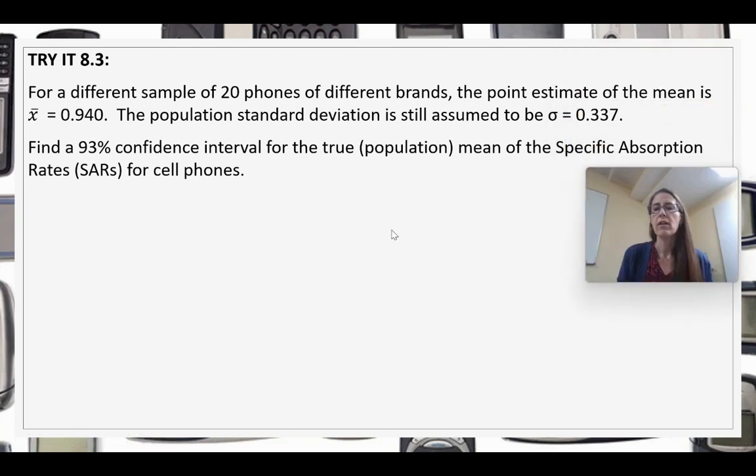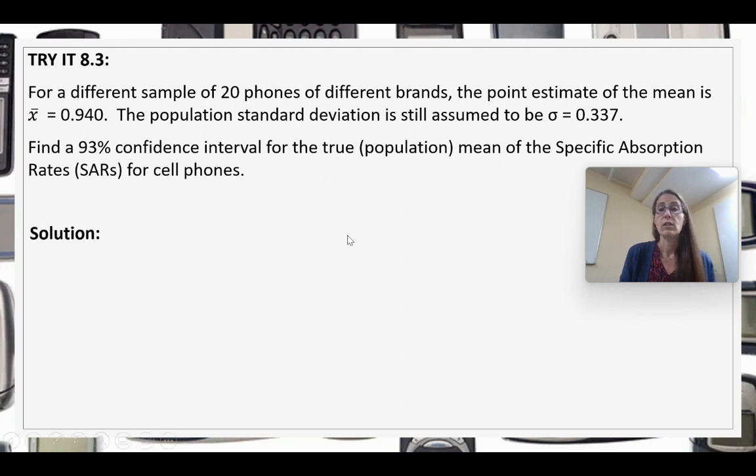So here's another example. It's try it 8.3. It's the same idea, but we have a different sample of 20 phones this time. So we have a different sample mean, different point estimate of X bar equals 0.94. We keep the same population standard deviation. We are also changing our confidence interval here for the true population mean of the SARs for cell phones.